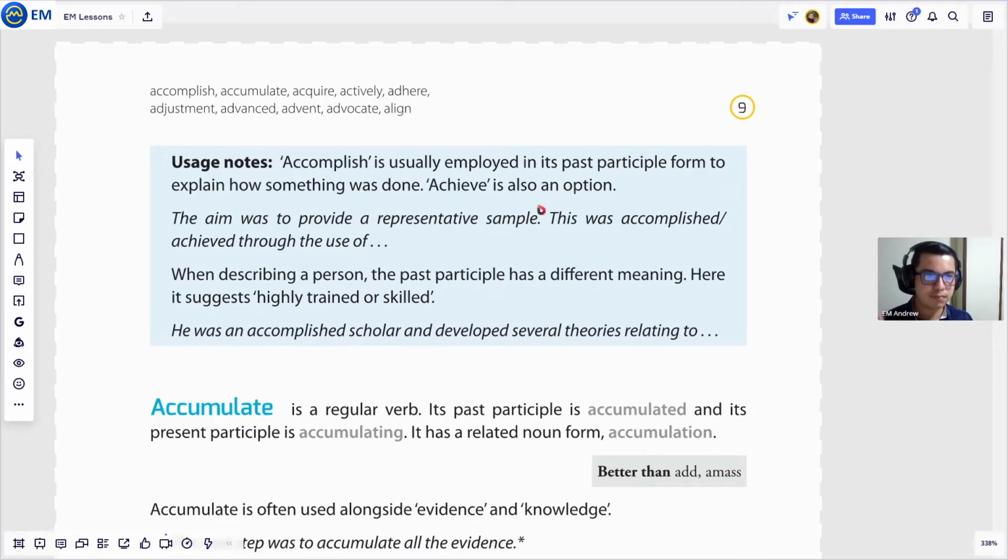Accomplish is usually employed in its past participle form to explain how something was done. Achieve is also an option. The aim was to provide a representative sample. This was accomplished, achieved through the use of. When describing a person, the past participle has a different meaning. Here it suggests highly trained or skilled. For example, he was an accomplished scholar and developed several theories relating to, and so on.